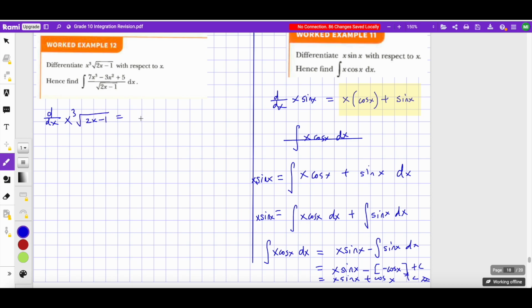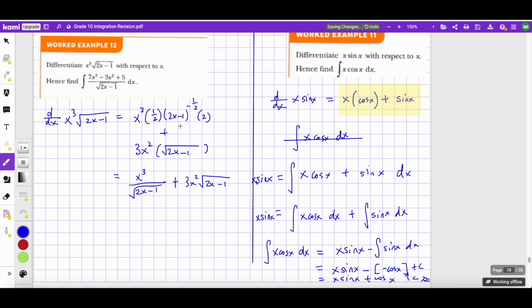Okay, so this would be x cubed times half of (2x minus 1) to the power of minus half times 2. And I'm going to put a plus here, all right? And then this will be 3x squared root of 2x minus 1. All right, we can simplify it further. So this would be x cubed over root of 2x minus 1, plus 3x squared root of 2x minus 1.